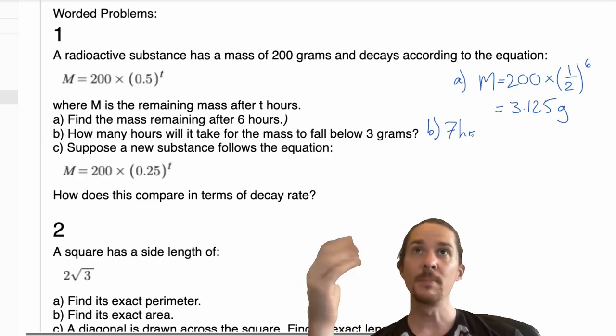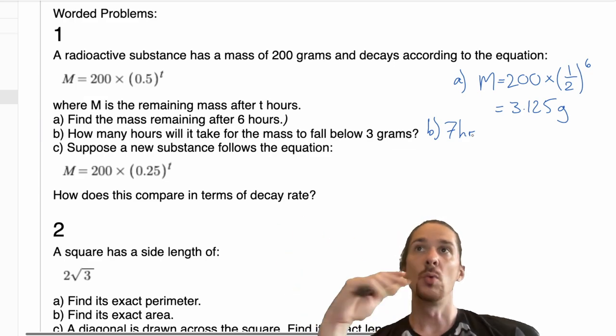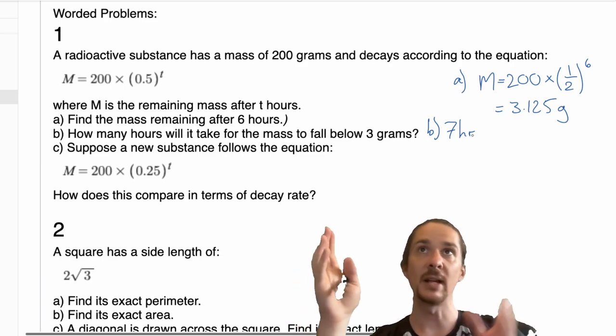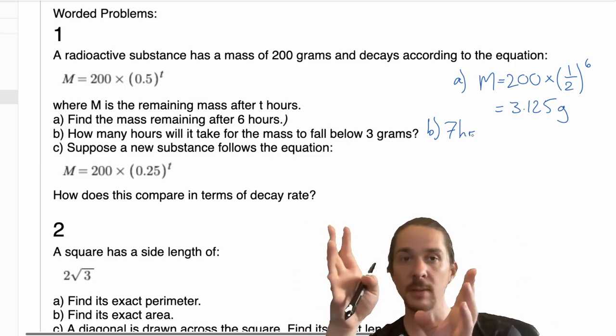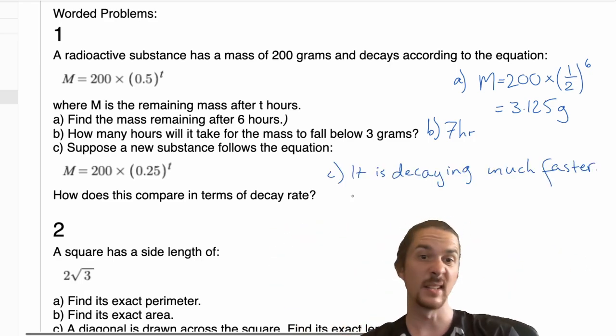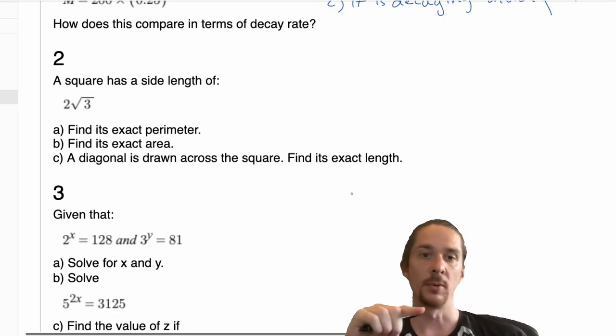So how does this compare in terms of decay rate? Well, it means we're decaying much faster, because instead of every hour having half of the substance left, every hour we have a quarter of the substance left. It is decaying much faster. That's enough. We can move on. All right, pause the video, have a go.